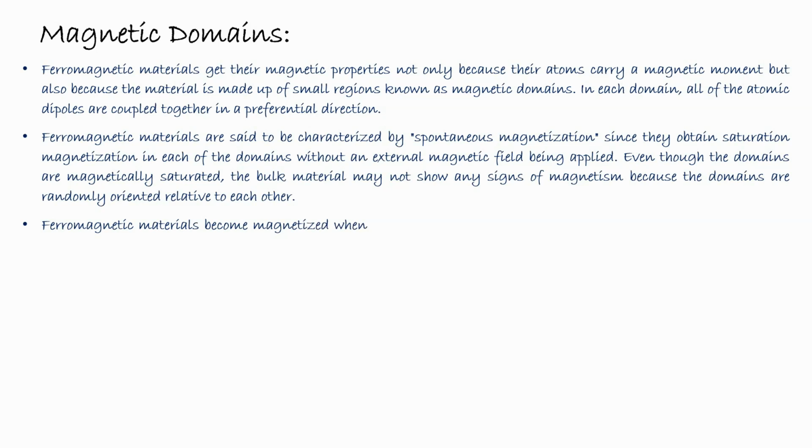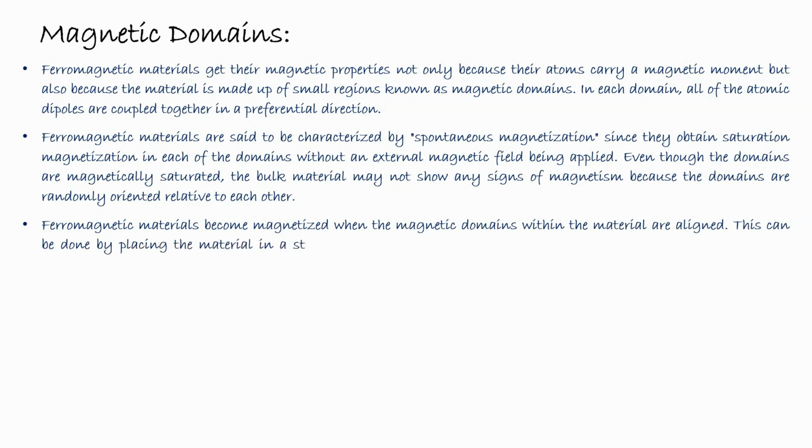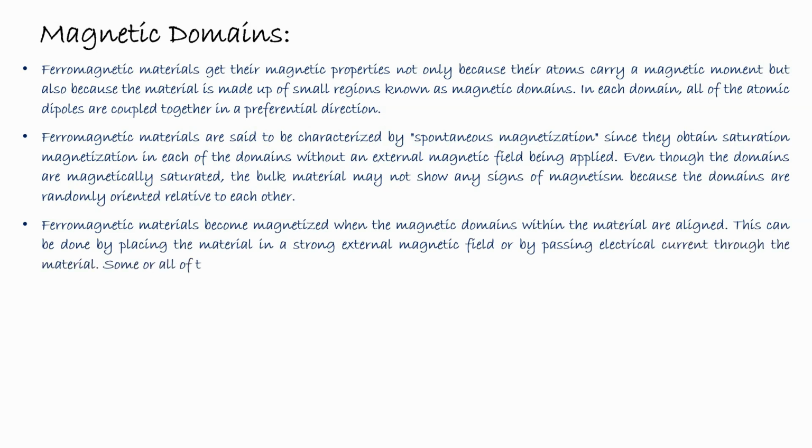The ferromagnetic material becomes magnetized when the magnetic domains within the material are aligned. This can be done by placing the material in a strong external magnetic field or by passing an electrical current through the material. Here, some or all of the domains can become aligned, so the material will become magnetized.